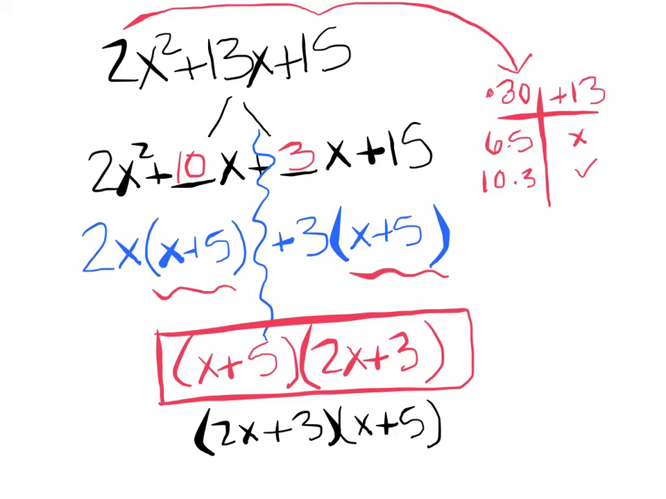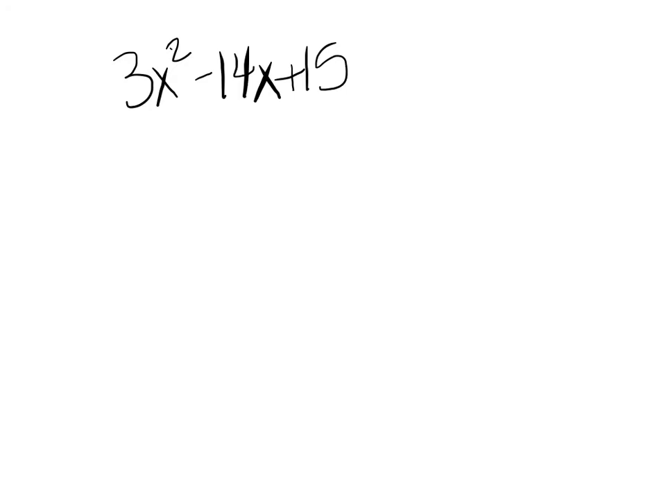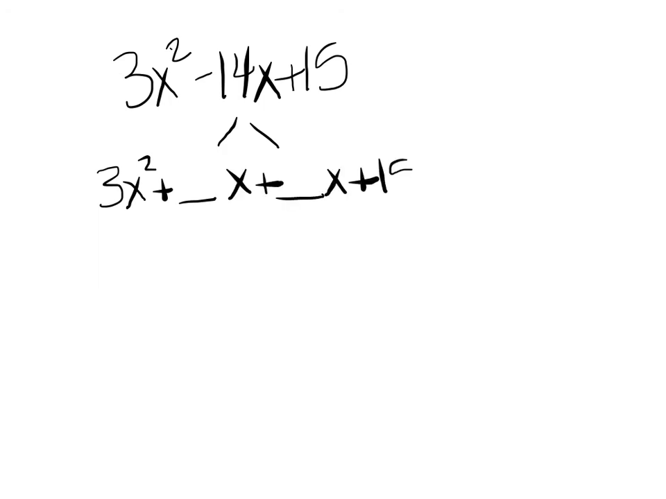Let's look at another example of that. 3x squared minus 14x plus 15. Right now, it's not ready to group. Somebody would be left out. So we need to make an extra term. We're going to have 3x squared plus something times x plus something times x plus 15.